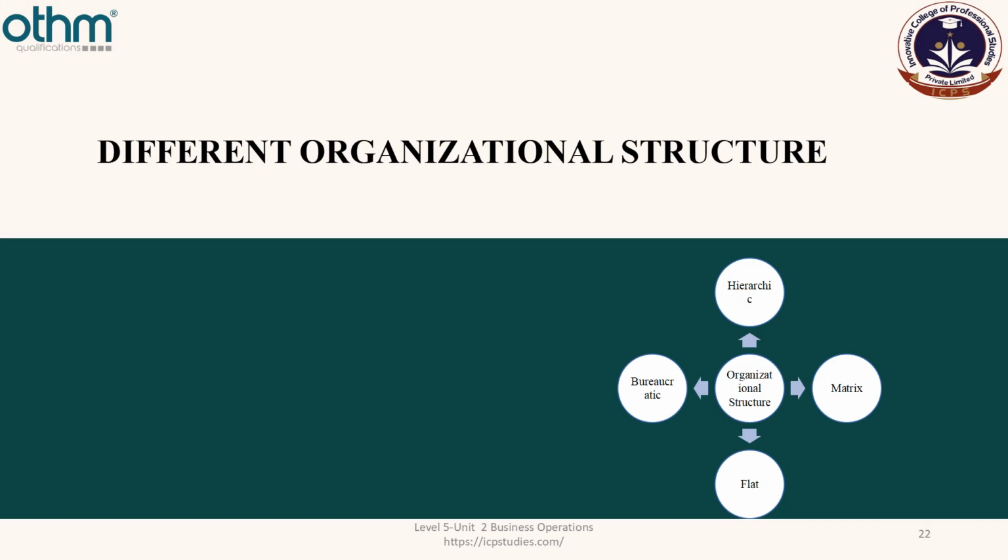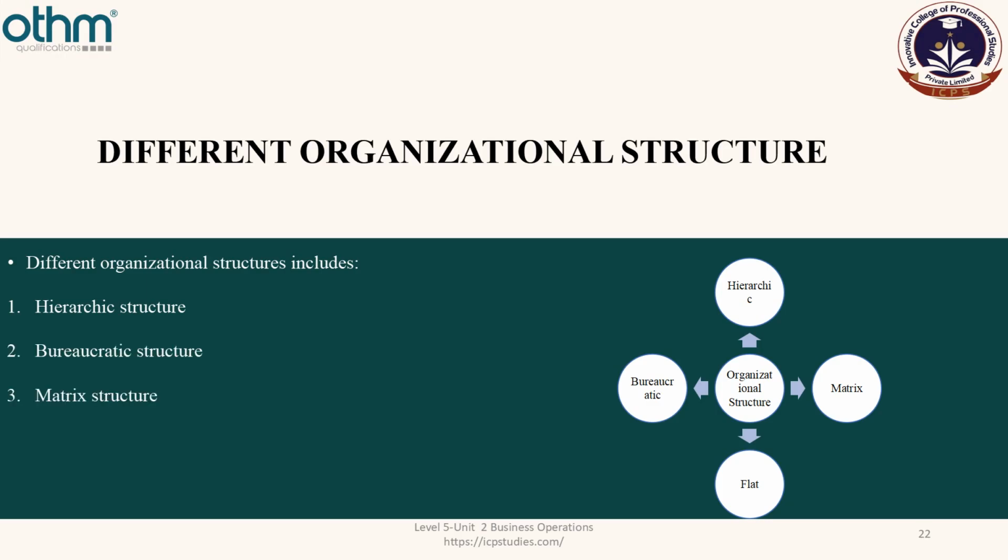So we have different organizational structures here. You can see them also in the picture. The first one is the hierarchical structure, then we have the bureaucratic structure, then we have the matrix structure, and at last we have the flat structure. Now we will discuss these structures one by one.